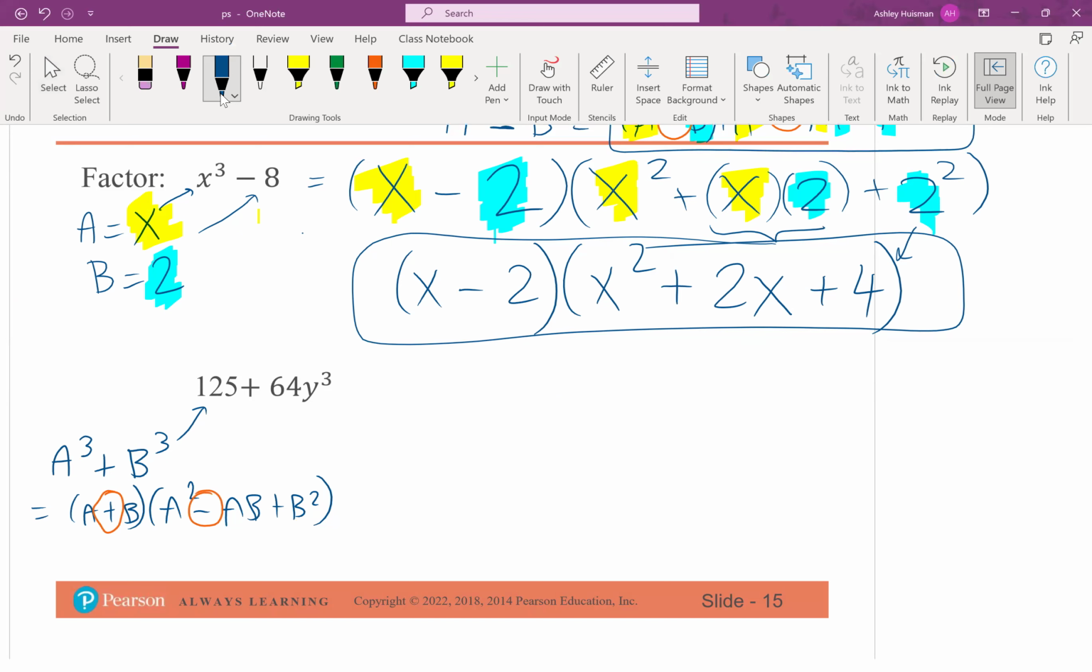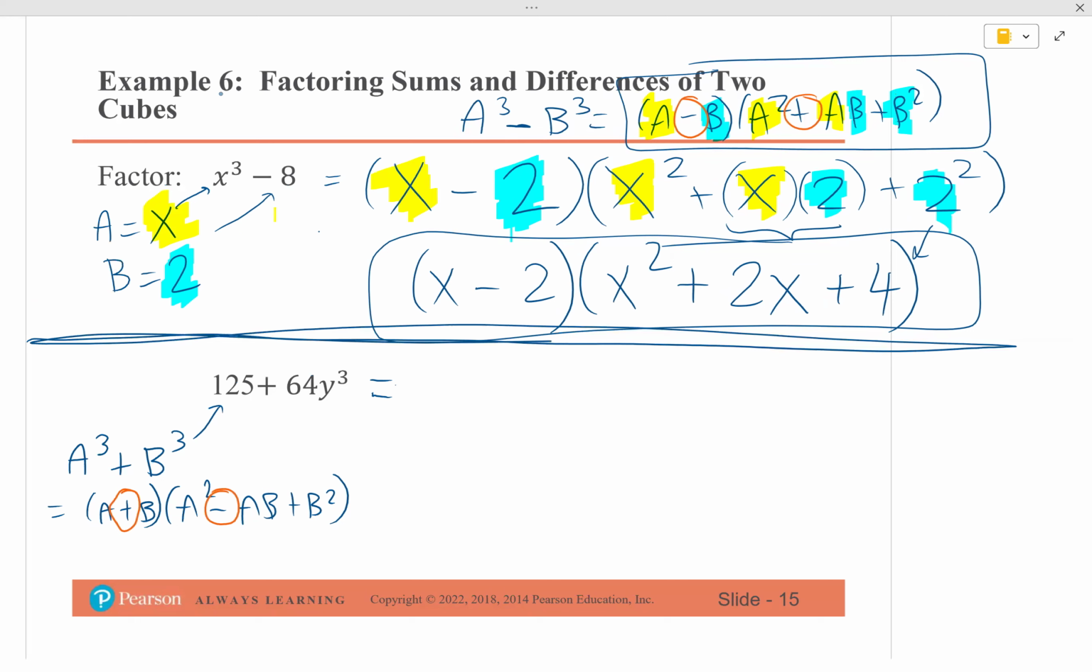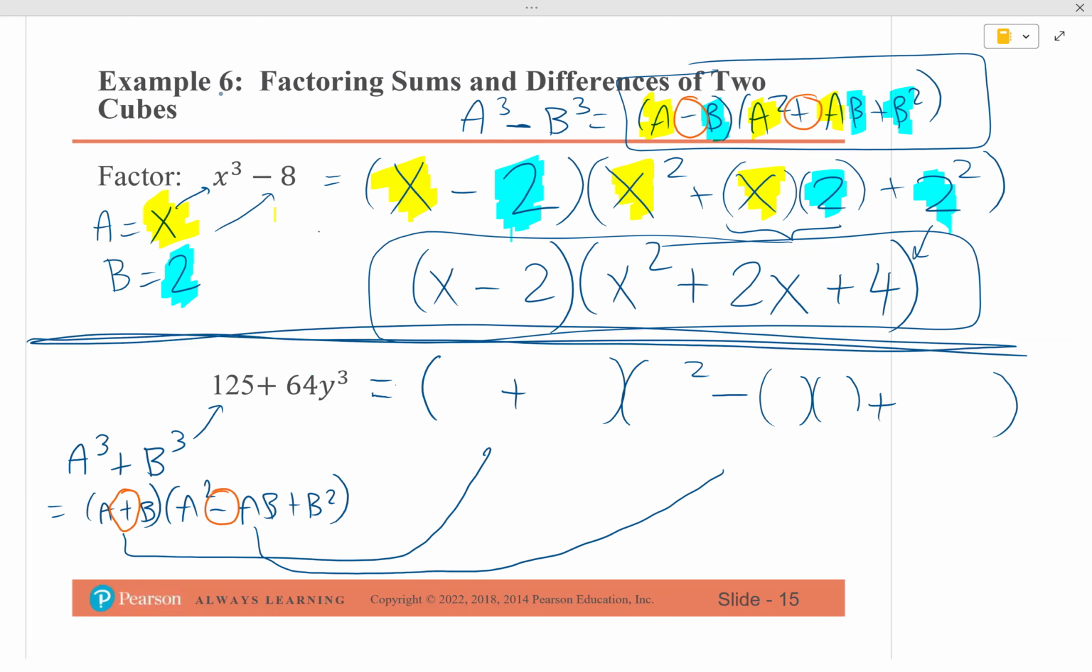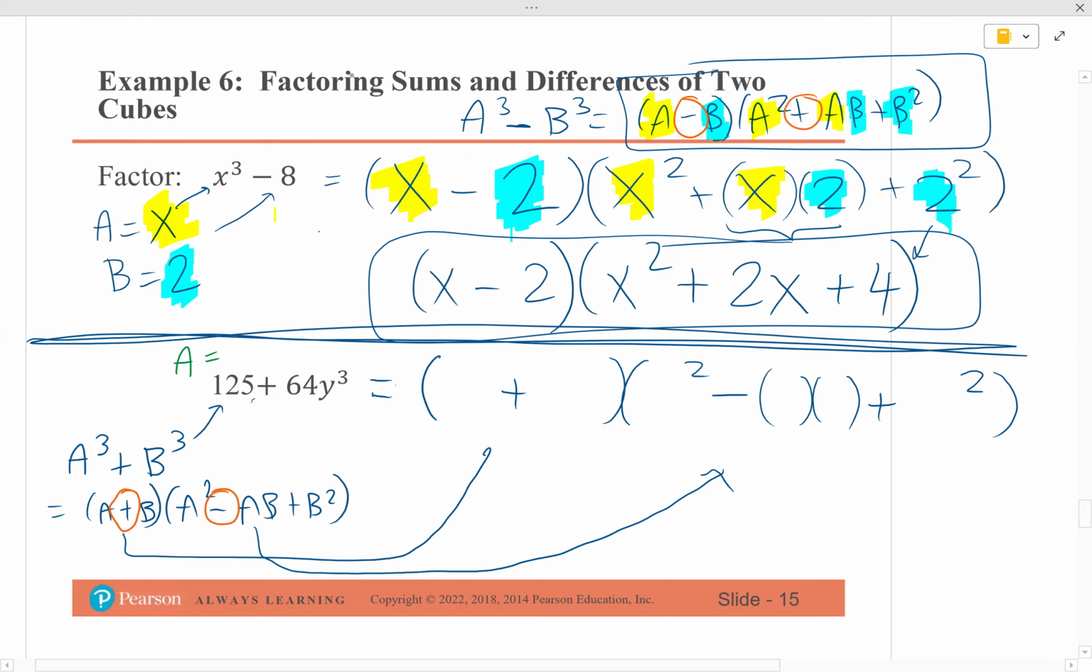All right, this is a separate example, so I'm going to separate it. I'm going to write kind of the skeleton of this formula. It's something plus something, so blah plus blah. And the second parentheses, it's a term minus another term plus another term. The first one's squared. The second one's two things multiplied together. The last one's a square. Okay. I just now have to identify A and B, and then we're good to go. Easy peasy. A is what's being raised to the third power to give you this first term. 125 is what to the third power?